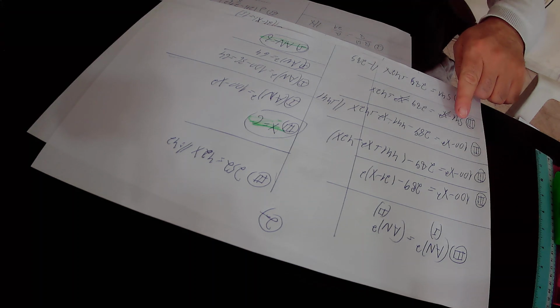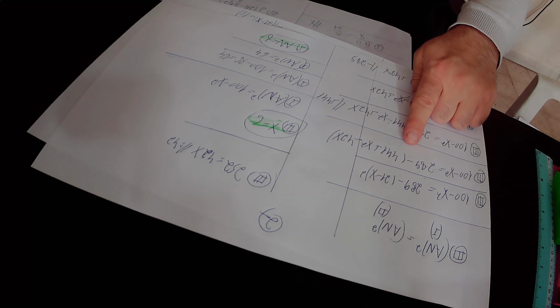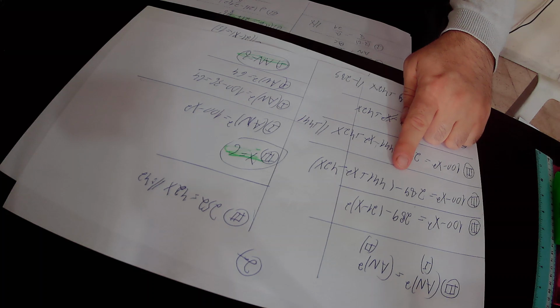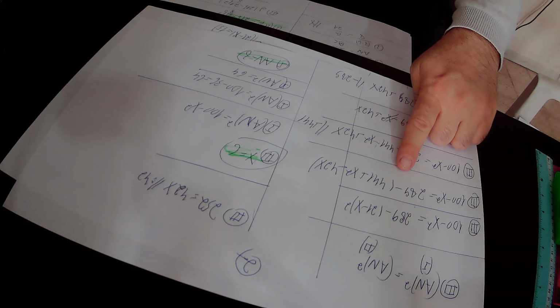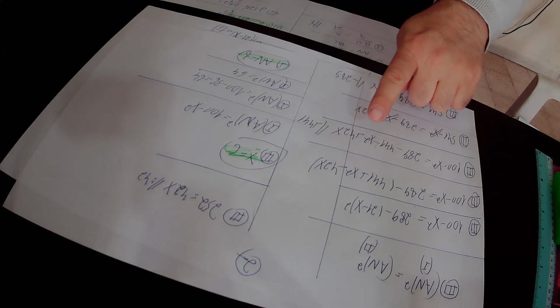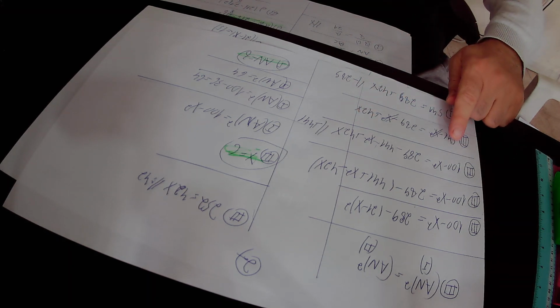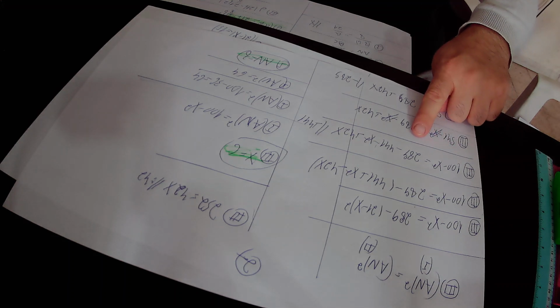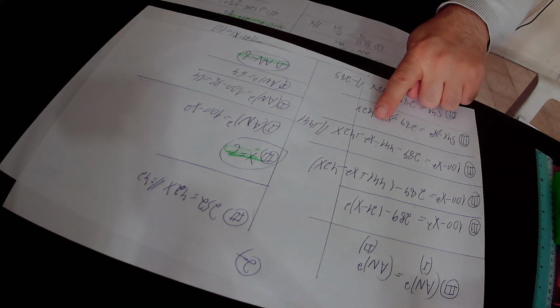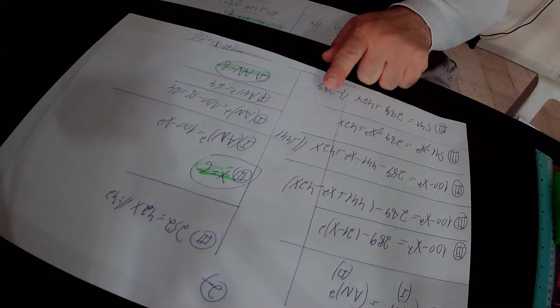So 100 minus x squared equals 289 minus the bracket. Here we open the brackets of this expression. After we open the brackets, this expression will be equal to minus 441 minus x squared, and we have minus times minus is plus, so minus 42x becomes plus 42x. So according to equation 3, 100 minus x squared equals 289 minus 441 minus x squared plus 42x.